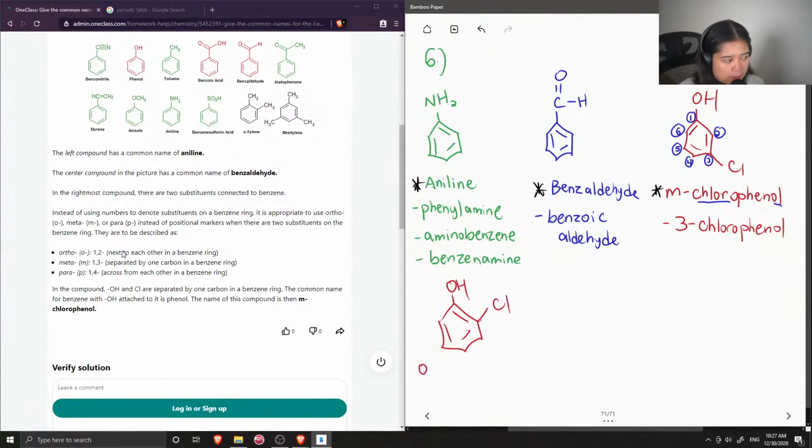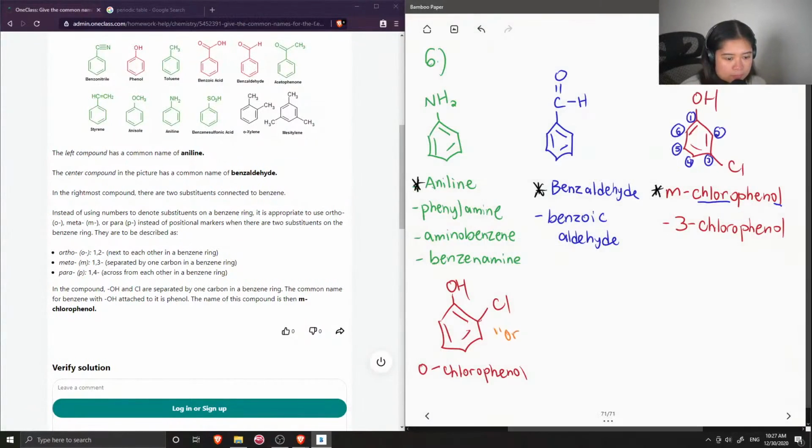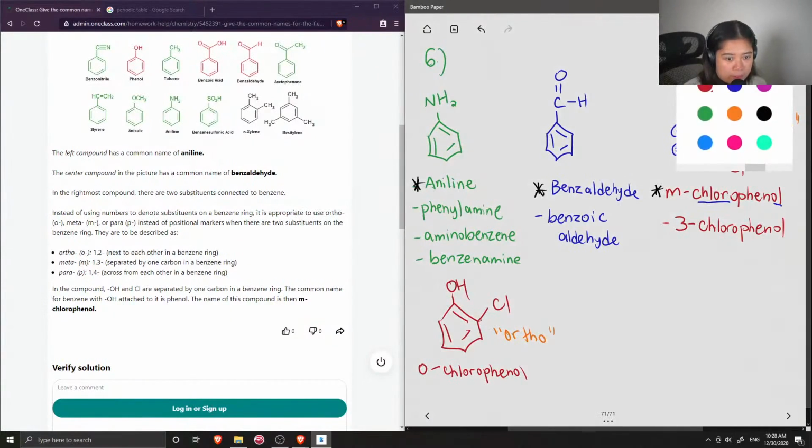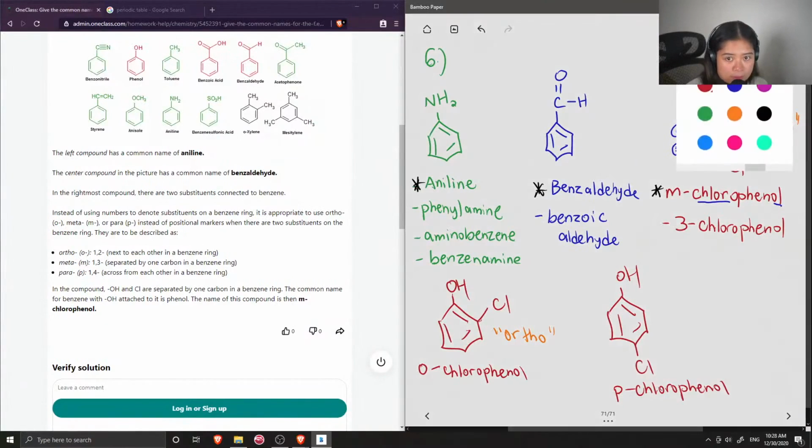So this is ortho chlorophenol. This one was meta. And then I'll show para as well, just to complete the three types. And this would be considered para.